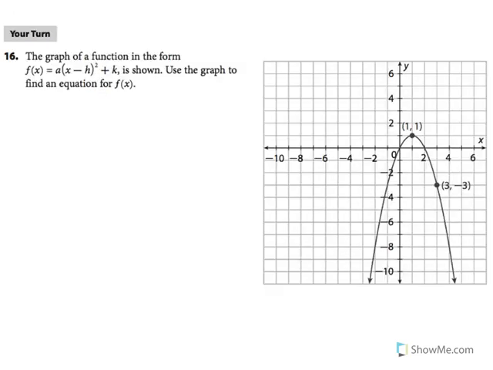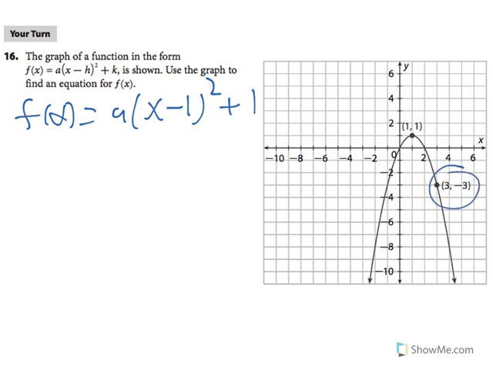Okay, so here, another example, you're given a graph and you are to write the function. Okay, so here we have the vertex. So we know that h is 1 and k is 1. So we said f of x is equal to a times x minus 1 squared plus 1. And we choose this point here. So this is x and this is f of x.